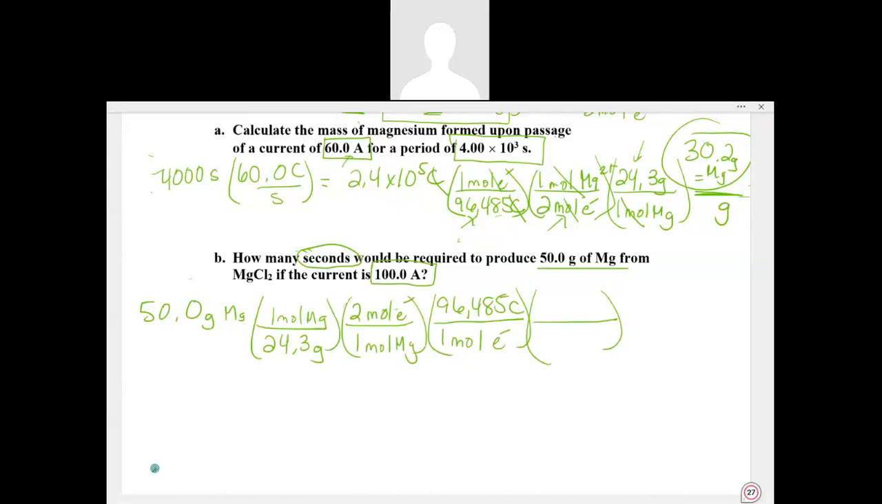I just need to get to time in seconds. So now I divide by 100 coulombs per 1 second, remember this is my relationship to amperes. I just have to flip my conversion factor. Coulombs will cancel, and I'm going to end up with a unit of time in seconds. So now let's go back. We're going to multiply 50 by 2 by 96,485, then divide by 24.3 and then by 100. And we should get approximately 3.97 times 10 to the third seconds.